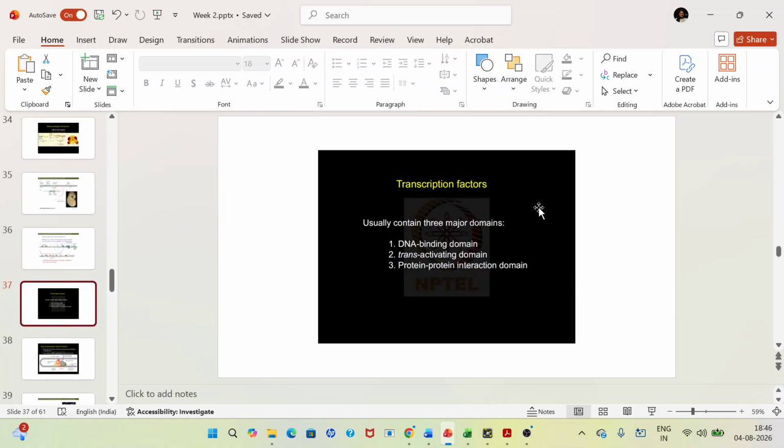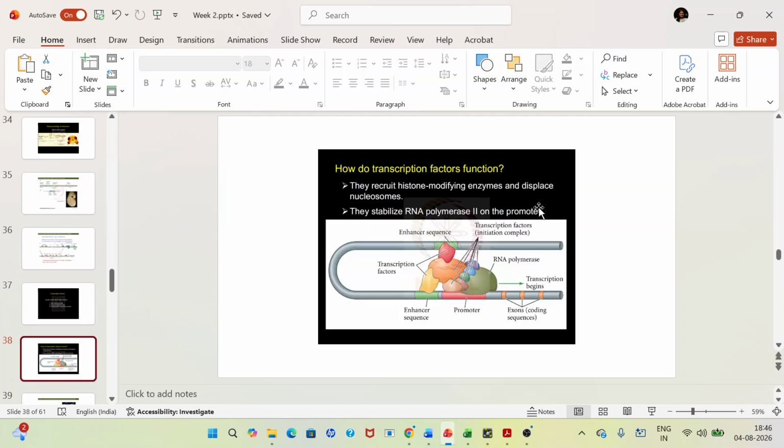Okay? So transcription factors generally contain three major domains: the DNA binding domain, the trans-activating domain, and the protein-protein interaction domain. These three domains are the major part of any transcription factor.